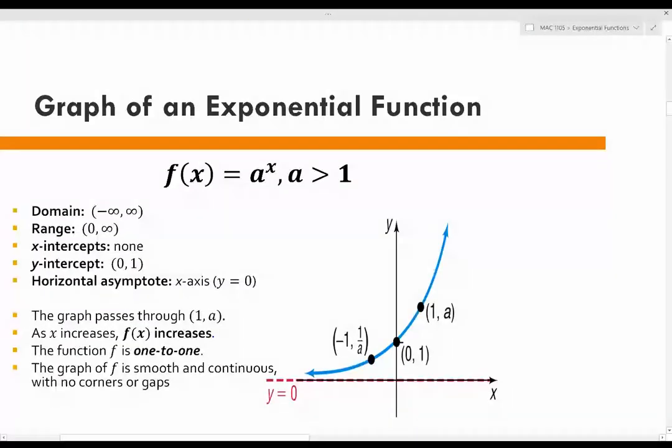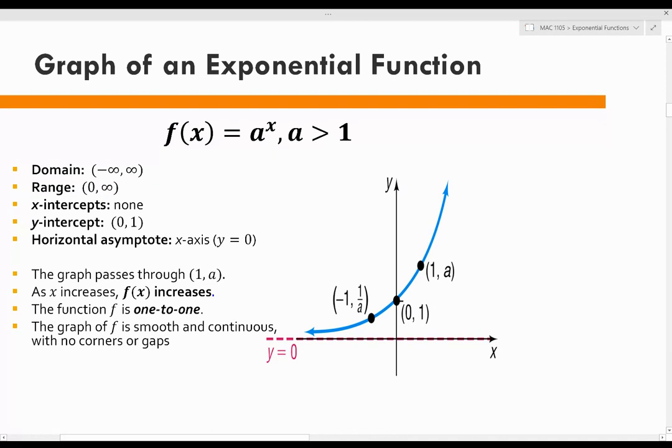Okay, so let's get into what the graphs of exponential functions look like. Depending on your base, you could get two different types of graphs. For this one, we are going to look at the exponential function graph when we have a to the x, but a is greater than 1. If your base is greater than 1, then your domain is all real numbers, negative infinity to positive infinity. Your range is all positive numbers, which is 0 to positive infinity.